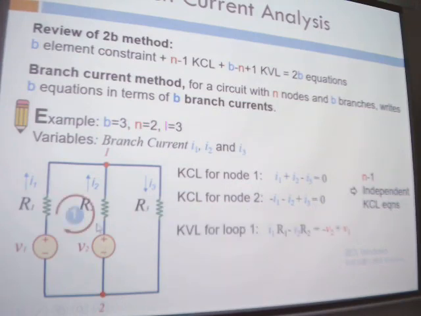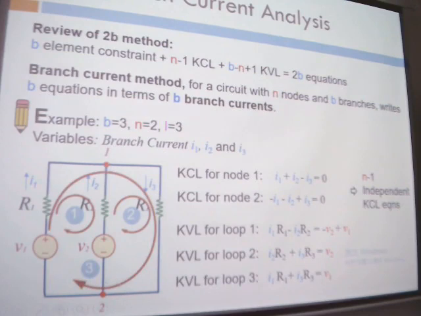Then we write out the KVL equations. For loop 1, we can see I1 R1 minus I2 R2 is equal to minus V2 plus V1. Clear? KVL for loop 2: we have I2 R2 plus I3 R3 equal to V2. Clear?